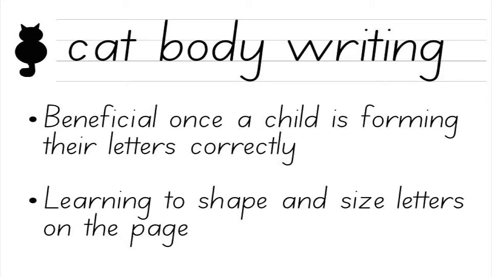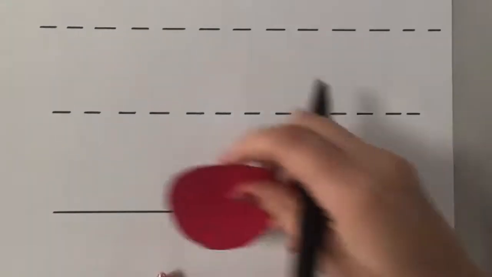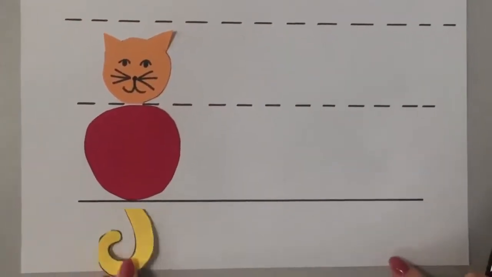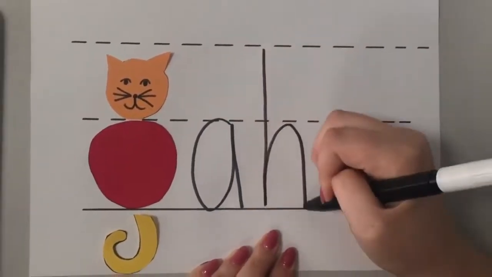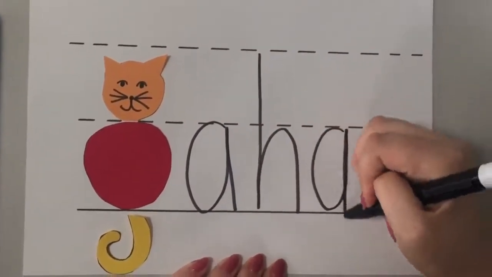So it's something that's quite beneficial once the child's already forming their letters correctly and the focus has moved more towards neatness, tidiness, and spacing all the letters evenly. So we take the analogy of a cat and we break that into 3 different parts. So we've got cat body letters, cat body and head letters, and cat body and tail letters.